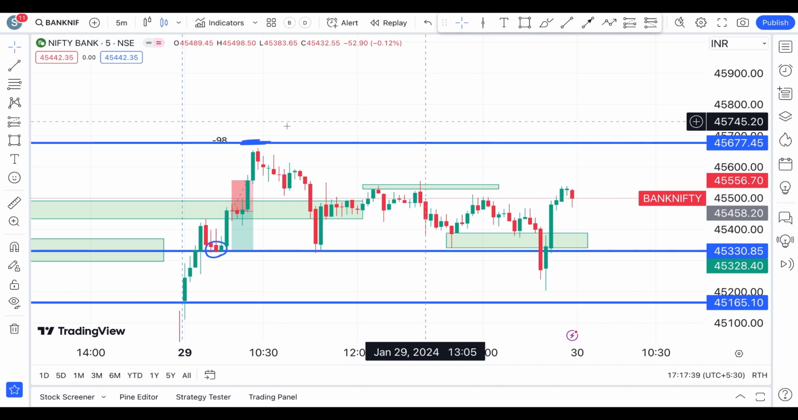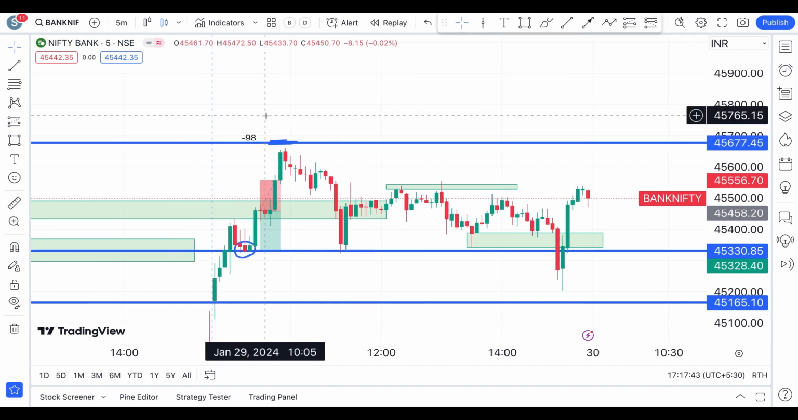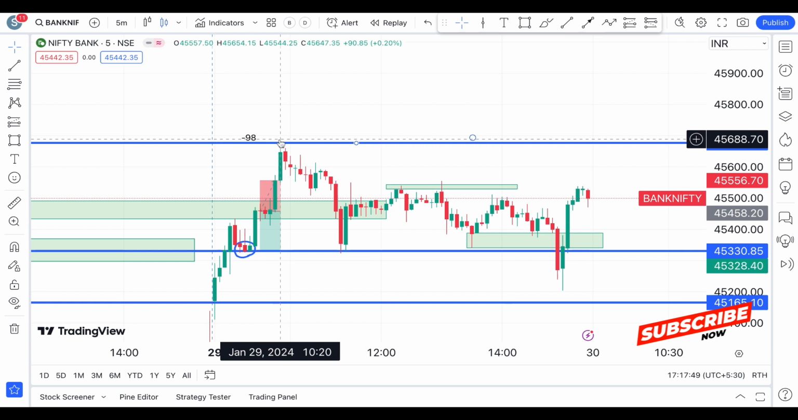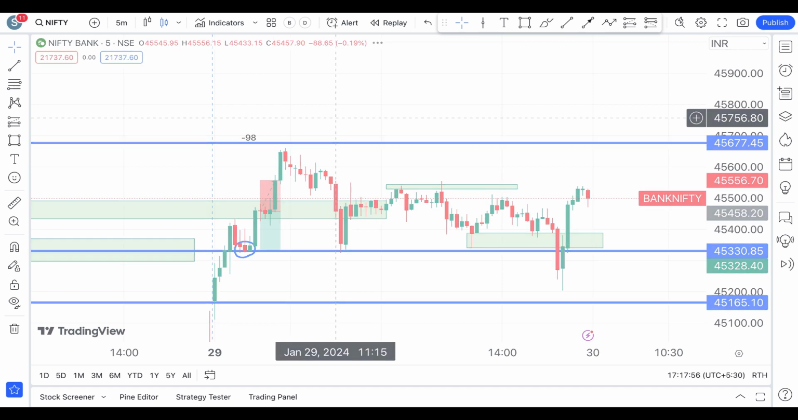So this is how certain days will be. It's okay to accept genuine stop losses and be prepared for the next coming day. Stick with your strategy always. So this is how Bank Nifty is looking. But let's look at the Nifty's chart.